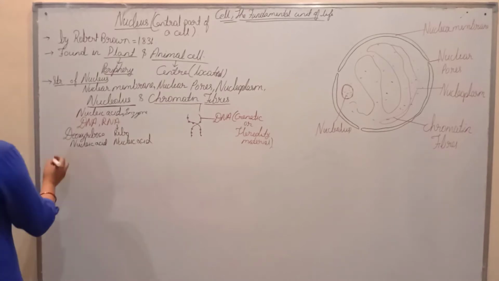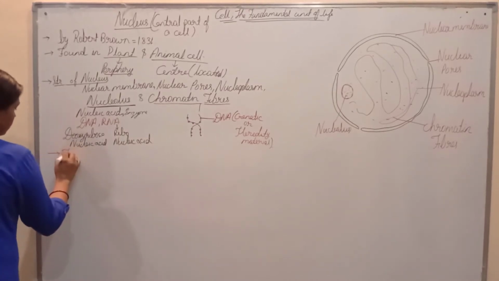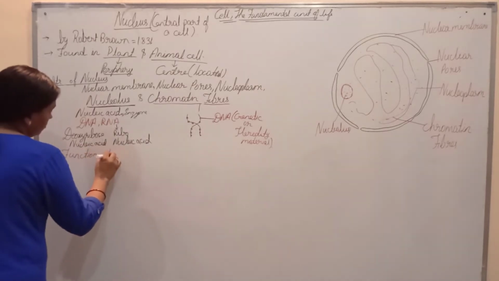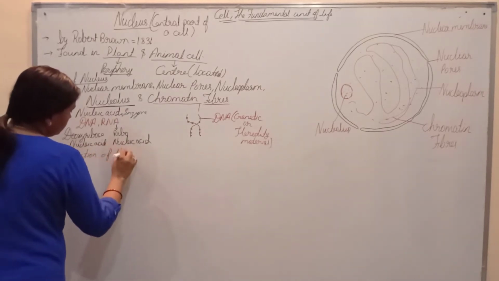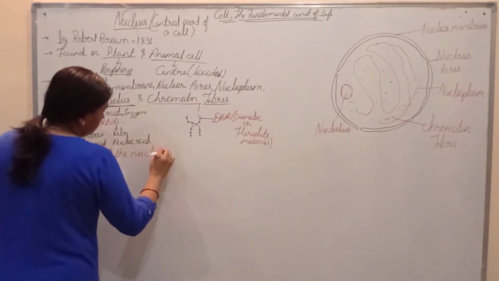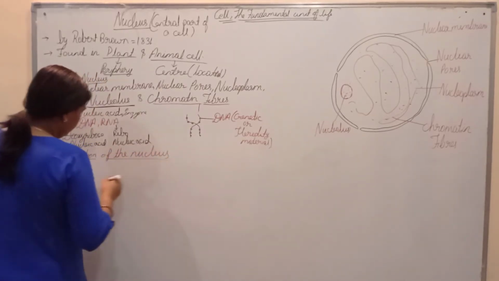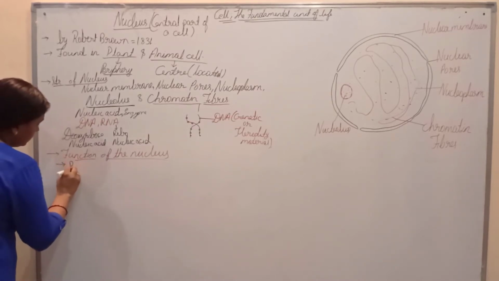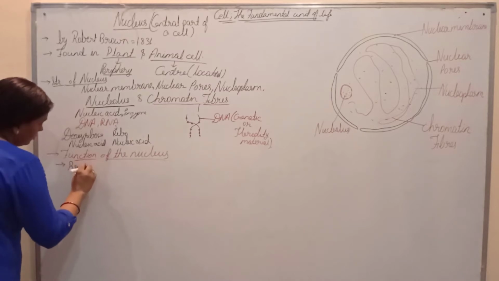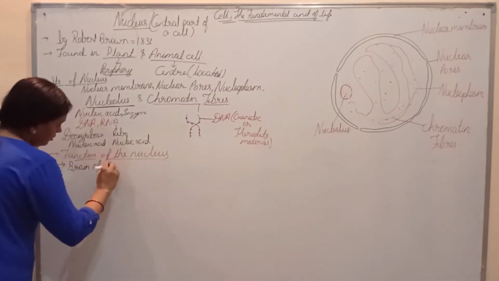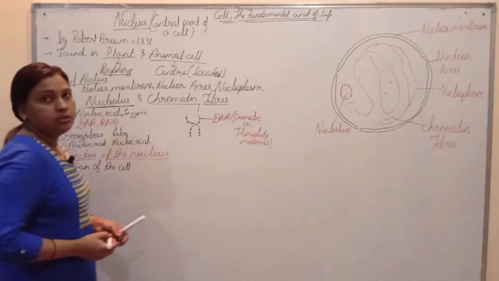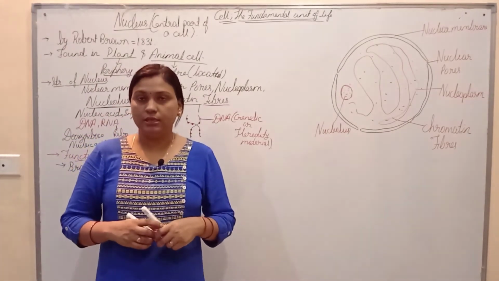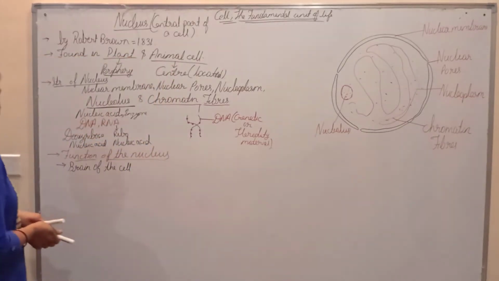Now the function of the nucleus. It is called the brain of the cell. The nucleus is called the brain of the cell as it controls all the activities of the cell.